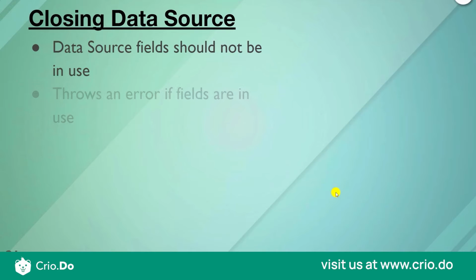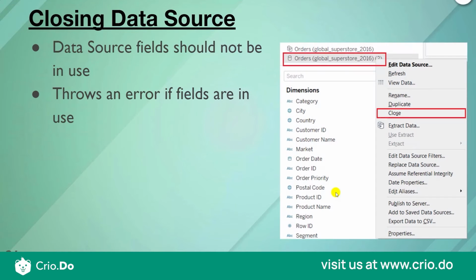And the next one would be closing a data source. Closing a data source is completely deleting the data source from your entire workbook. And whenever your data source is deleted, you might not have the option to access the fields which are inside the previous data source.